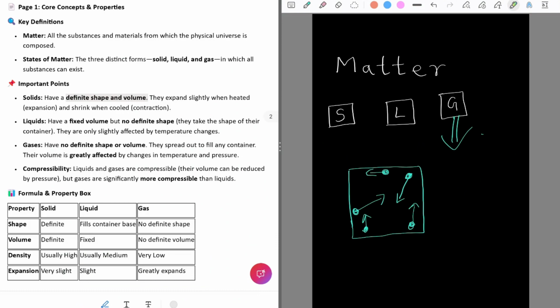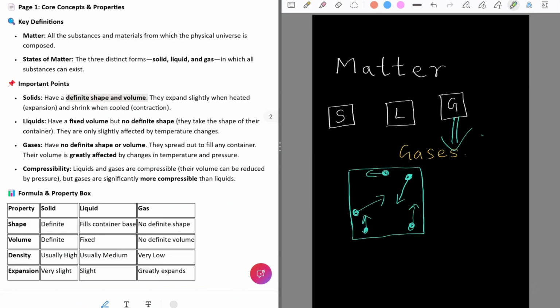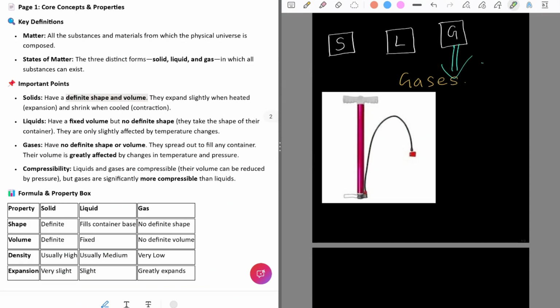Now look at the gases. These have no definite shape and no definite volume. Gases spread out to fill every single corner of any container you put them in. This is why they are significantly more compressible than liquids. Think of a bicycle pump. You can squash the air inside because gases have so much space between their particles.